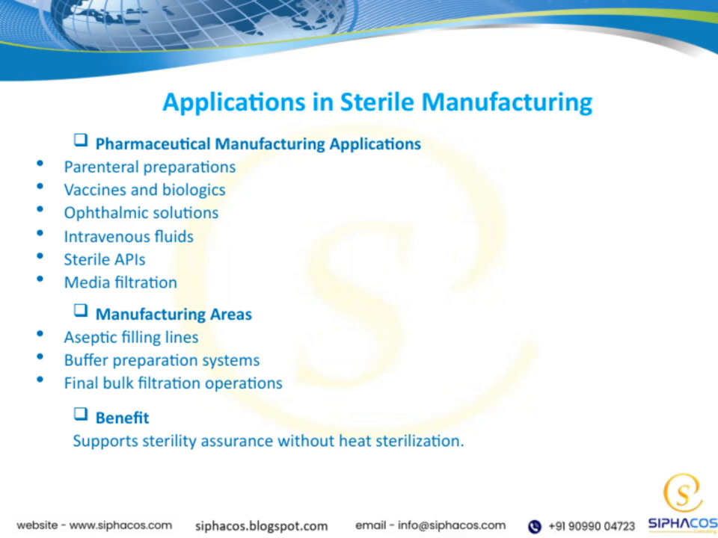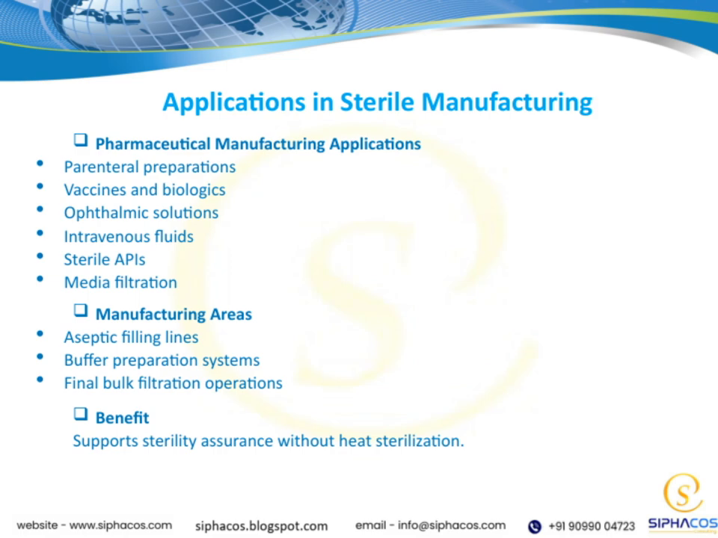Now, let's take a closer look at the applications of this technology in sterile manufacturing. In pharmaceutical manufacturing, it plays a crucial role in producing various sterile products. For example, it's used in parenteral preparations, which are injections directly into the body, requiring the highest level of sterility. It's also vital for making vaccines and biologics, which are often sensitive and need to be free from contamination. Ophthalmic solutions, like eye drops, also benefit from this technology to ensure purity and safety. Additionally, it's used in the production of intravenous fluids and sterile active pharmaceutical ingredients, or APIs, which are the raw materials for many drugs.